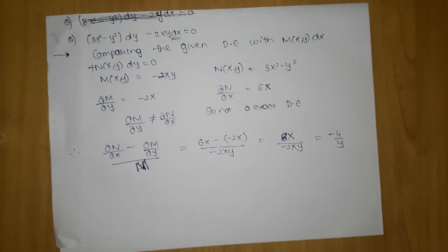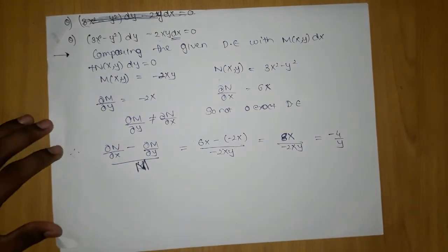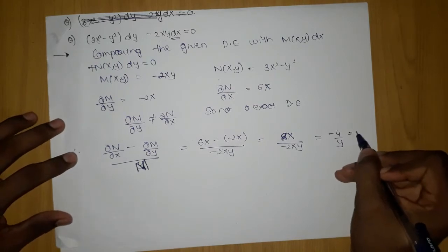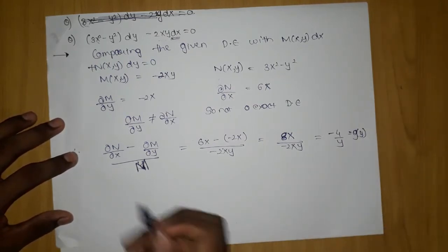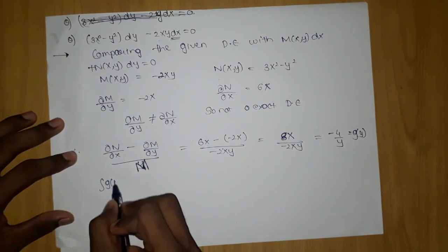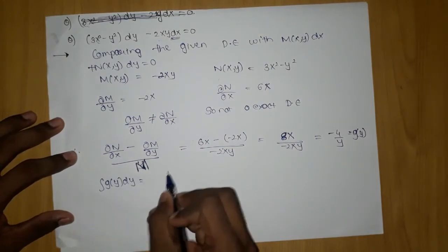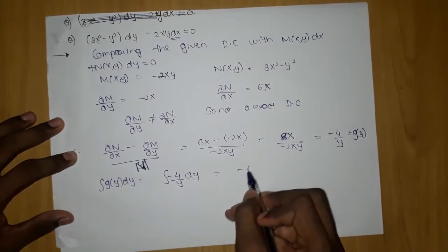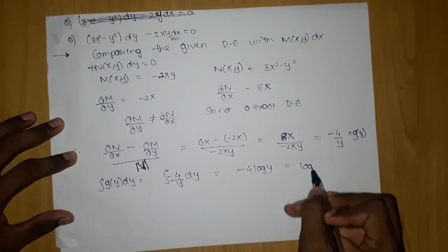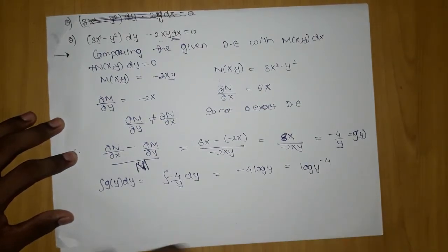After getting this, you are going to go for the integrating factor, but in that you require g of y. So you require integral g of y dy. You are going to first calculate that integral, which will be nothing but integral of minus 4 by y dy. If you observe, this is nothing but minus 4 log y. So you will move this power here and write it as log y to the power minus 4.